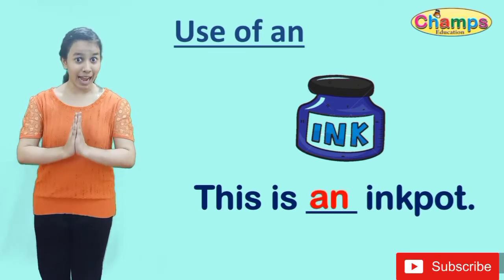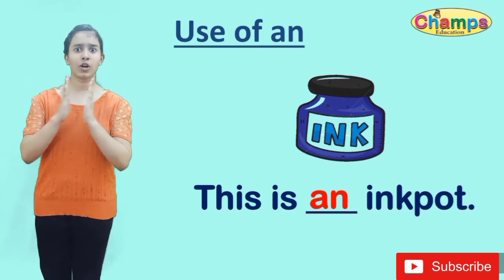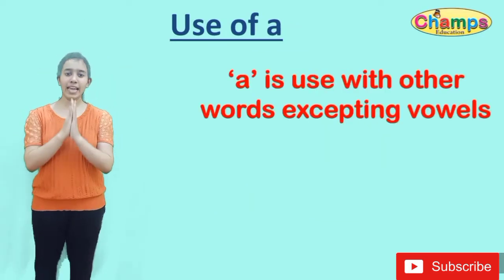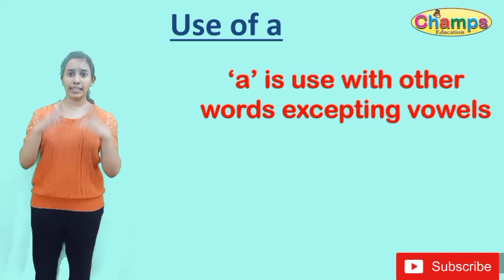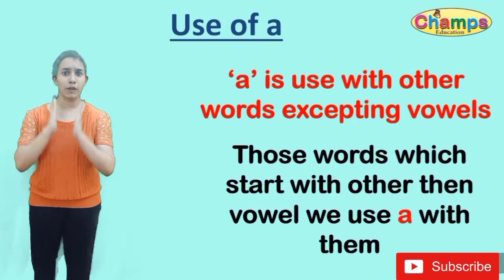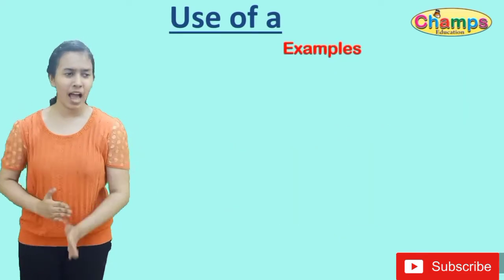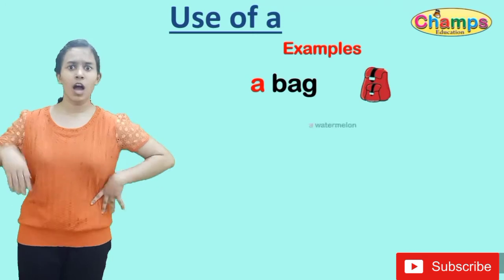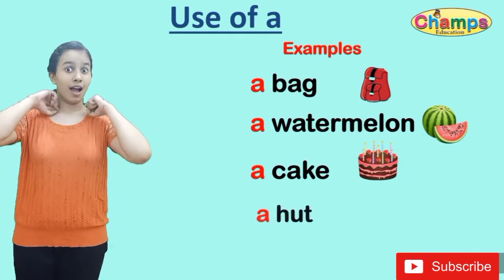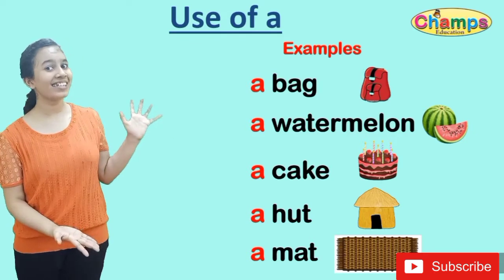Now friends, you understand the concept of an? Very good. Now we will start the concept of A. A is used with other words excepting vowels. Those words that start with other than vowels, we use A with them. For example, a bag, a watermelon, a cake, a hut, and a mat.